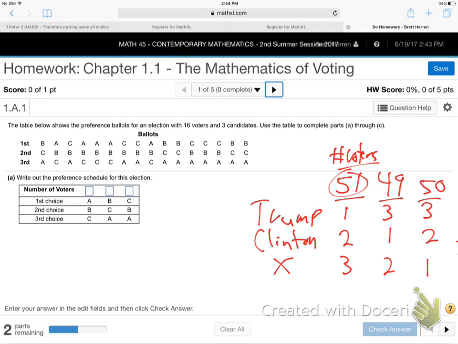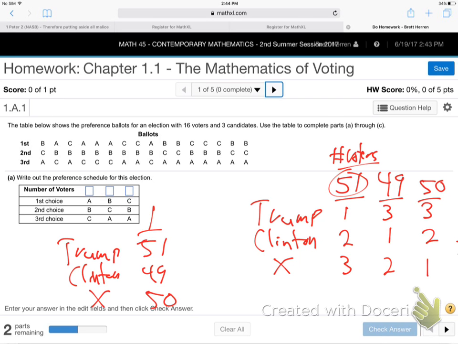They would just know 51 votes, first place for Trump, 49 votes, first place for Clinton, 50 votes, first place for candidate X. Who got the most first place? Trump. So we would give the election to Trump, right? All we would care about is first place. Trump gets 51, Clinton gets 49, person X gets 50. That's all we do in our national system of election. Trump got the most first place, Trump wins.